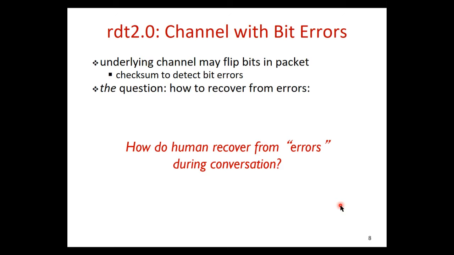And then the other person will repeat, but how does the other person know that they should repeat? Yes, exactly. The receiver asks the speaker to say that again. We're going to do the same thing here. The receiver detects that there's an error. The receiver will now use the feedback channel to ask the sender to retransmit.